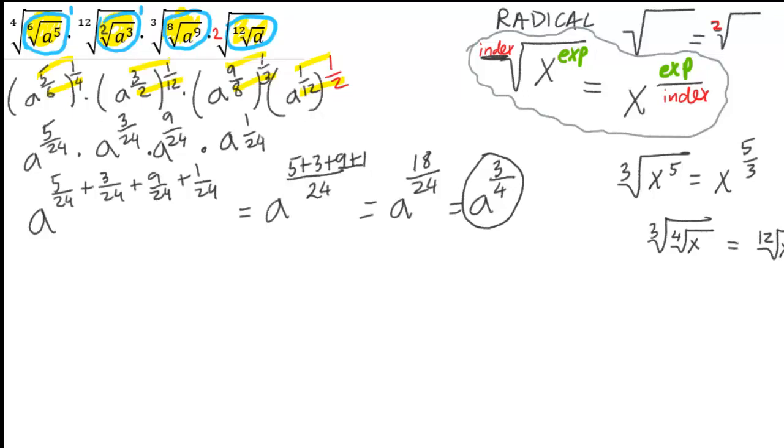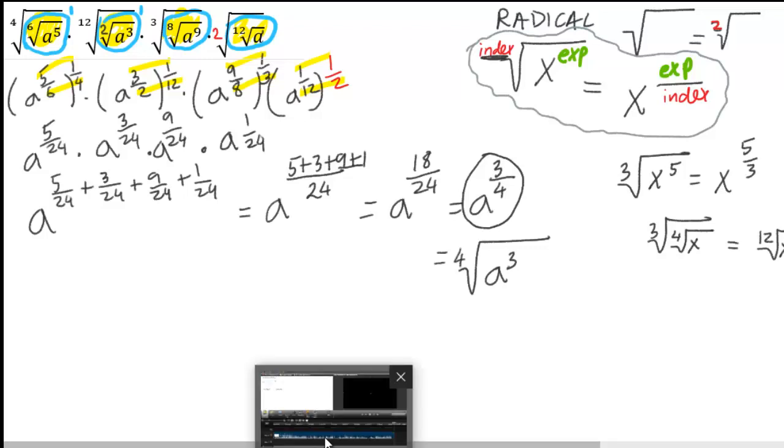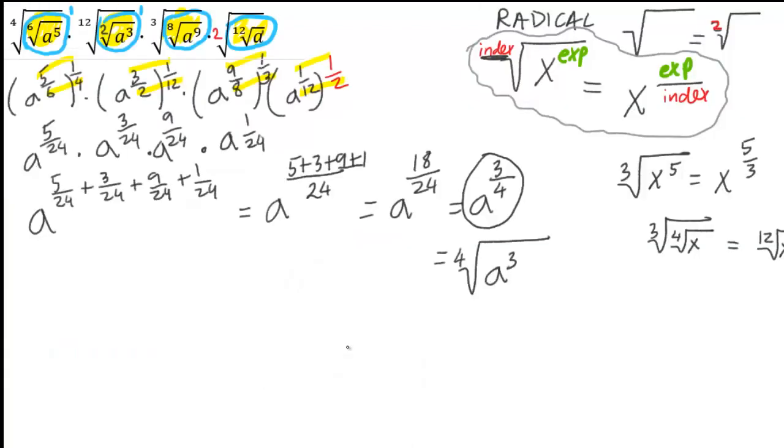And if we want to rewrite that using radicals, we put a here. The 3 is the exponent, so it goes here, and 4 is the index. So it looks like that. Well, now let me show you the same problem, but done in a different approach, a different way, and probably much faster.